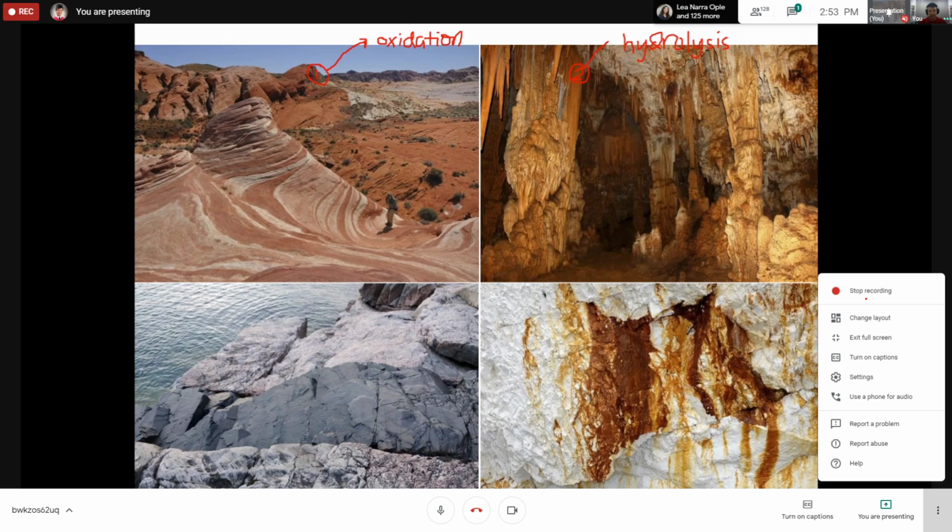So again, the difference between mechanical and chemical is that your chemical changes the chemical composition of the rock, while sa mechanical the chemical composition is still the same regardless of what particular physical force the rock has gone through.